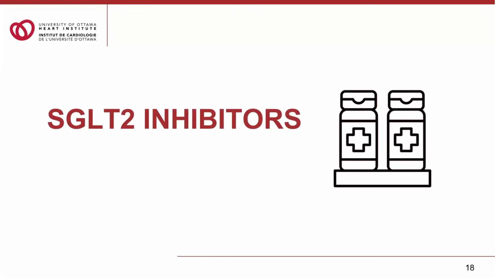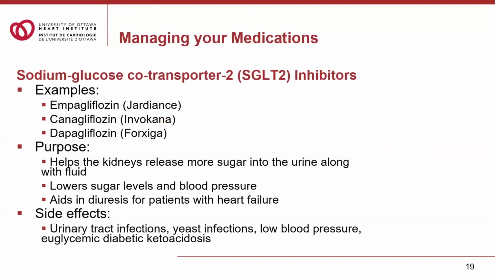Then we have our SGLT2 inhibitors. Examples of this are all of your flozin medications, so medications ending in flozin. The purpose of these medications is to help the kidneys release more sugar into the urine along with fluid. They also lower your sugar levels and blood pressure, and they help aid in the diuresis for patients with heart failure. Because your body is releasing more sugar into the urine, really good peri-care is extremely important.